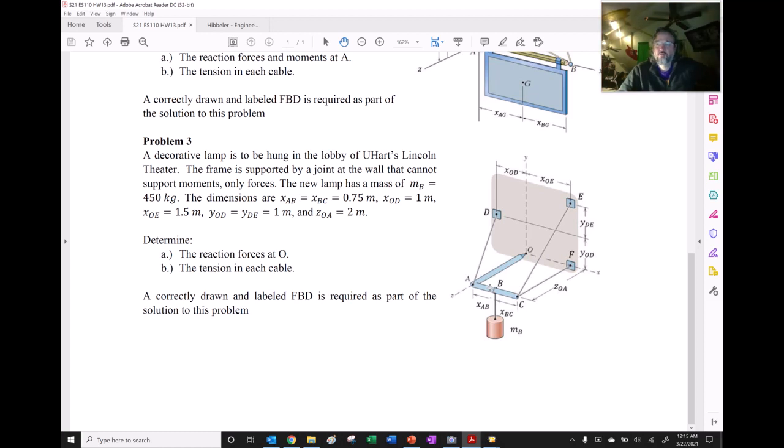Okay, so here's problem 3 for homework 13. We have a decorative lamp. It's to be hung in the lobby of UHart's Lincoln Theater. The frame is supported by a joint at the wall that cannot support moments, only forces. So that's that O right there.